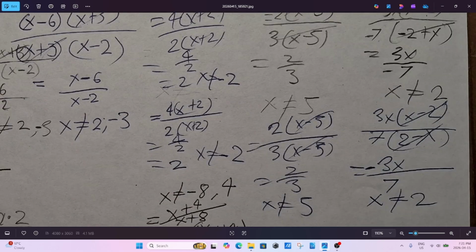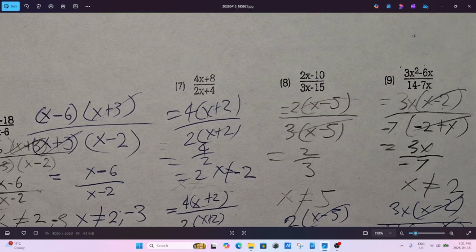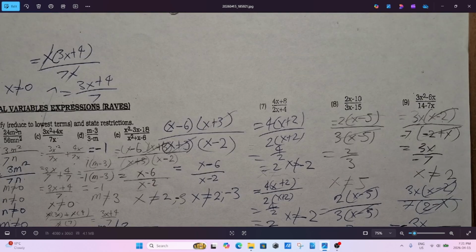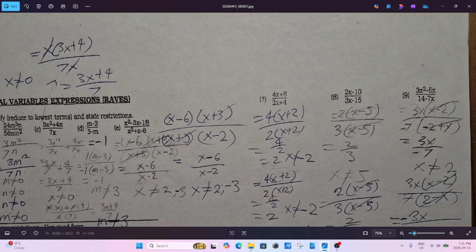Okay, question 7. 4x plus 8 divided by 2x plus 4. Factor out a 4 from the top. Factor out a 2 from the bottom. The x plus 2 cancels. So we get the answer is 2, x cannot be negative 2.